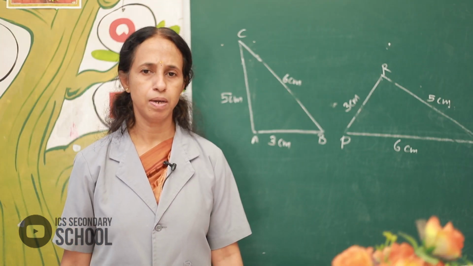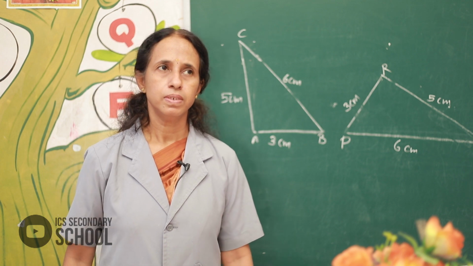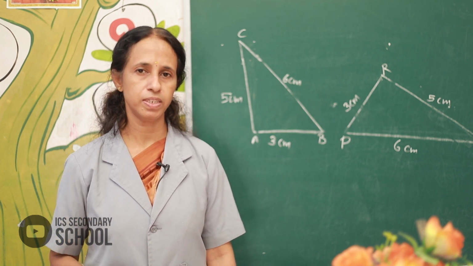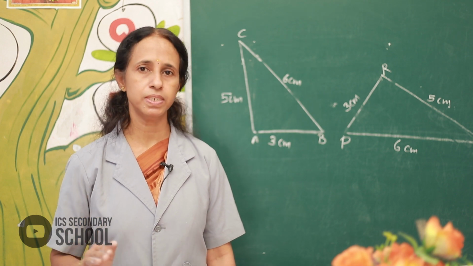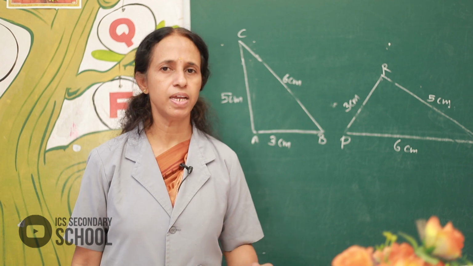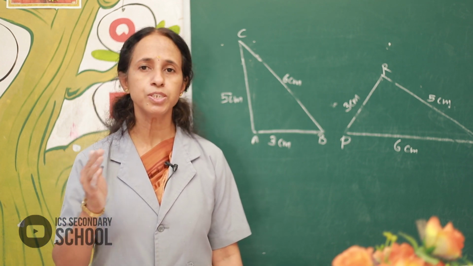We had studied about a principle. If three sides of a triangle are equal to three sides of another triangle, then the angles of these triangles are equal. If the sides of a triangle are equal to sides of another triangle, then the angles of these triangles are also equal.